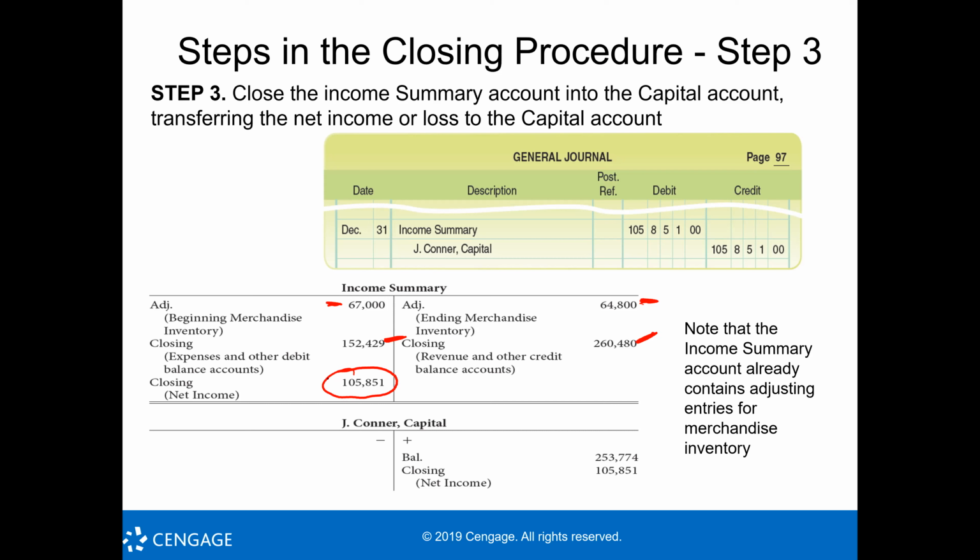The difference is 105,851, which is our net income. And so that's what we're transferring to owner's capital, right? 105,851. And again, here's that closing entry: debit income summary, credit owner's capital.